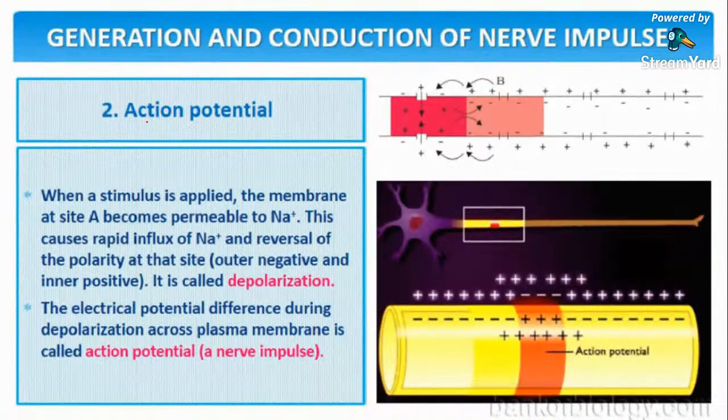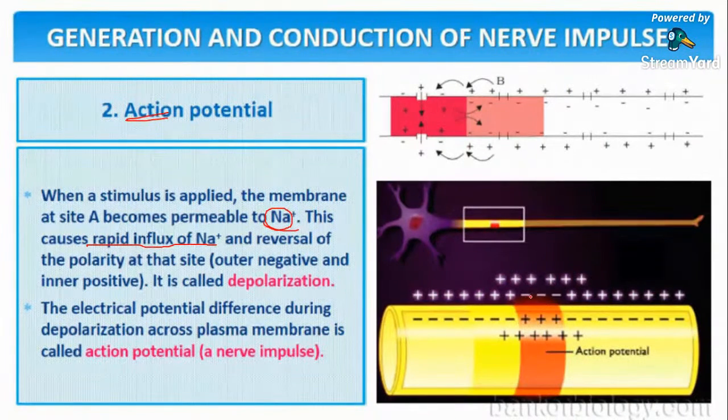So next step, that is the action potential. Okay, action potential. When a stimulus is applied, what is the stimulus acting upon over here? The polarization difference, that is, one is positive, other is negative. So when a stimulus is applied, the membrane at the site A becomes permeable to sodium. This causes a rapid influx of sodium ions and reversal of the polarity.